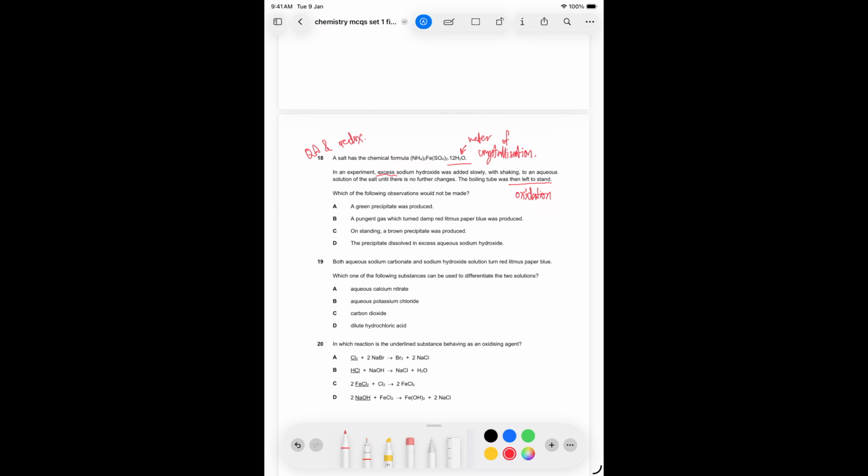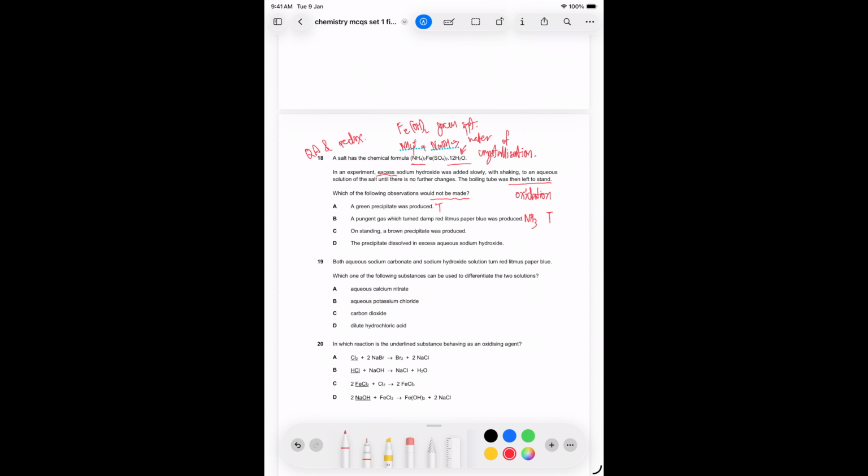Alright, so which of the following observations will not be made? Okay, will not be made. So there's iron and sodium hydroxide. So let me write somewhere here. You're going to see iron hydroxide, which is a green PPT. And so a green PPT will be observed, that is true. A pungent gas which is produced will turn red litmus blue, as ammonia is produced. Is it true? Yes, because there's ammonium ions, okay? So ammonium ions plus NaOH will give you ammonia gas. So this is true as well.